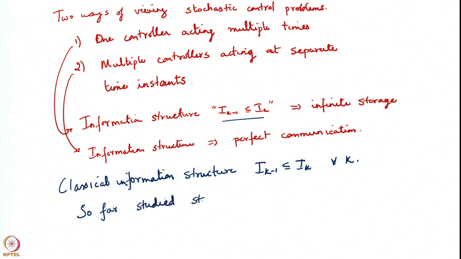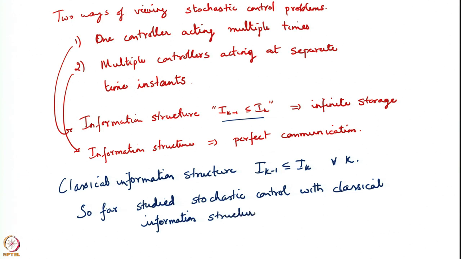Okay. So, we have so far studied stochastic control with classical information structure. Right. So, this is what we've been studying. All right.